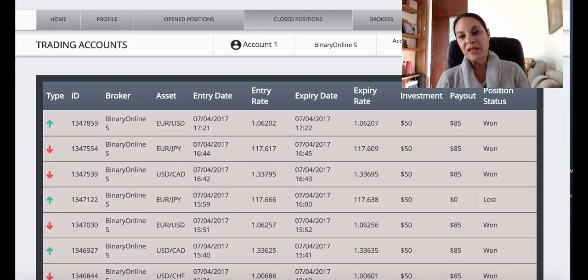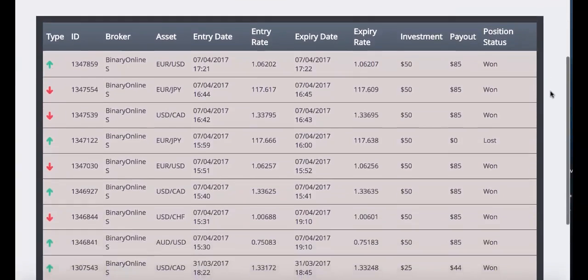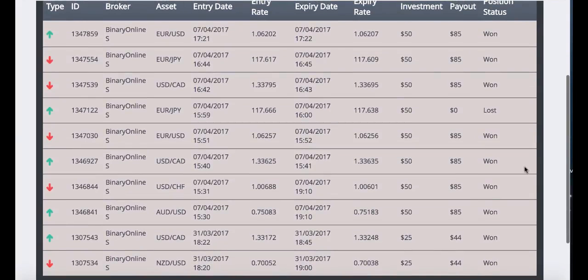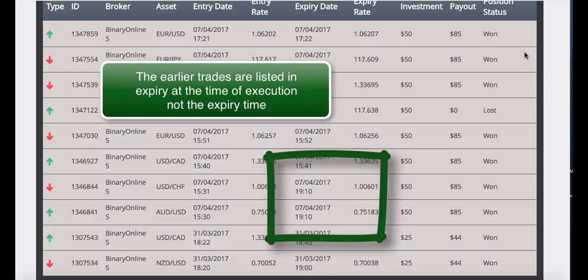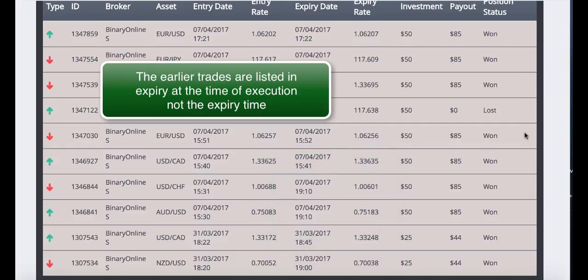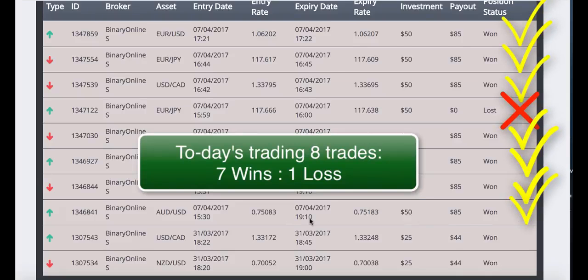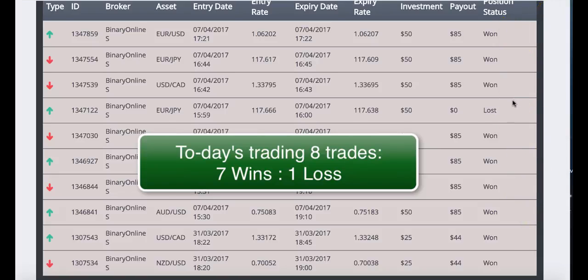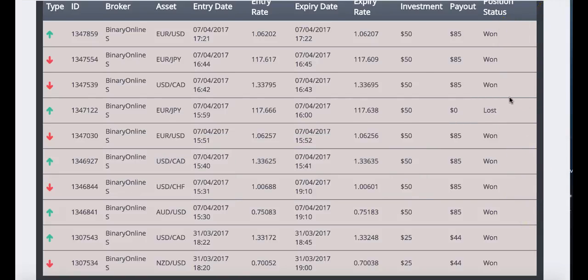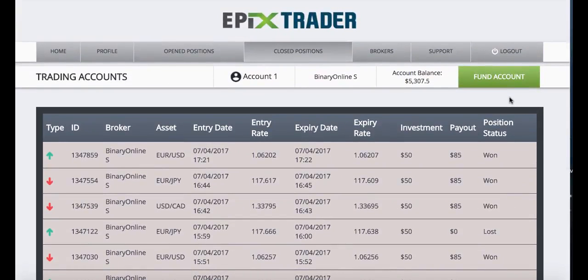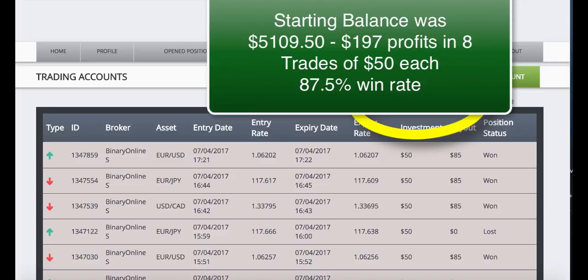I still do not have the trades showing on my platform on the home screen. However, this is because they were taken previously, so I will have to look at the closed positions in order to see what the result was. Yes, here they are. These are the 2 trades which I took earlier on today, which expired at 7 o'clock. So these were taken at 3:30 and expired at 7 o'clock. In both cases I have a win, so these are my wins today. I took 8 trades, of which 7 were won and 1 was lost. So these were my running trades for today.